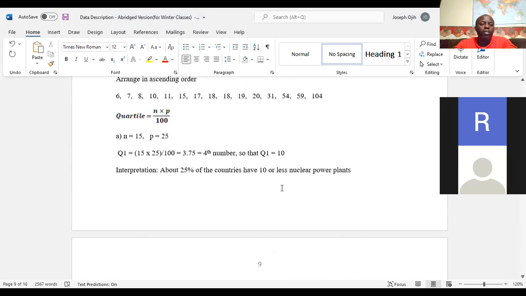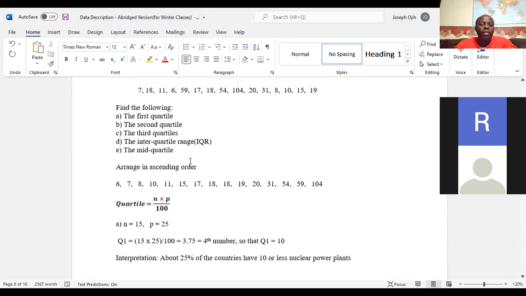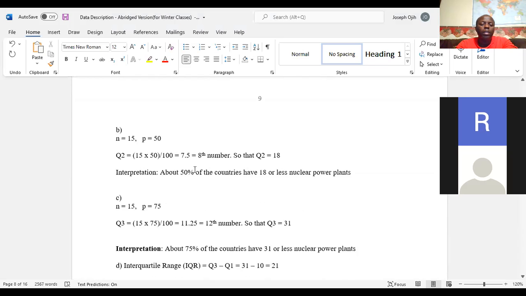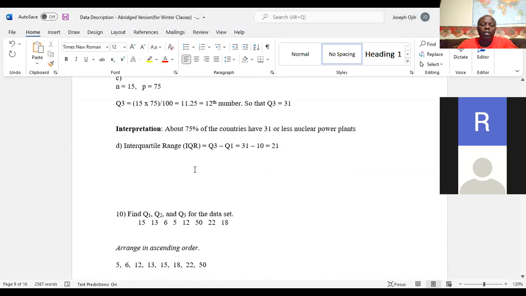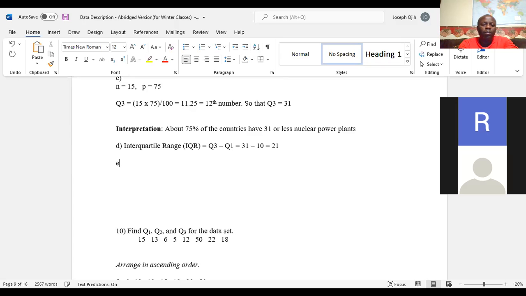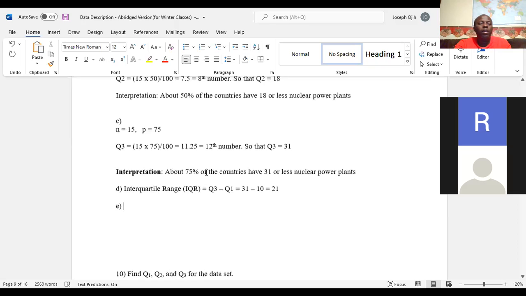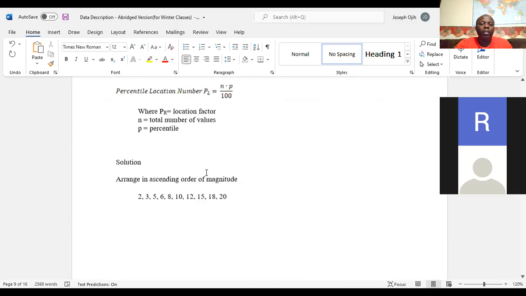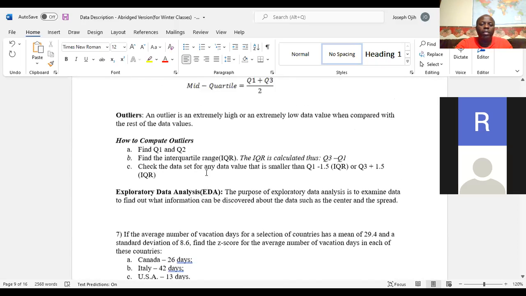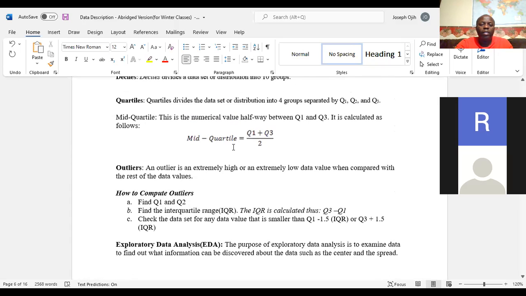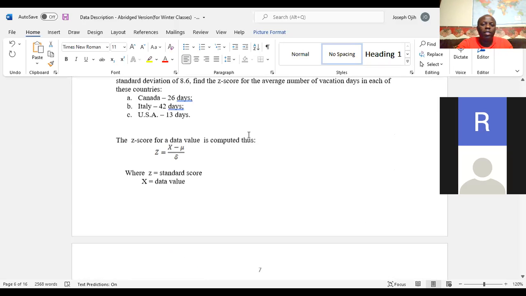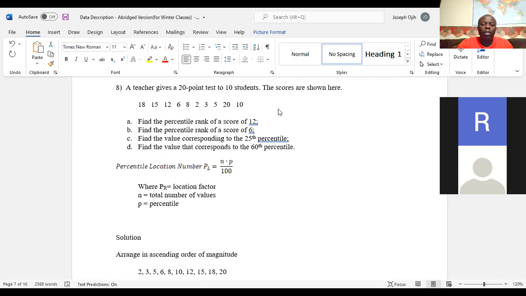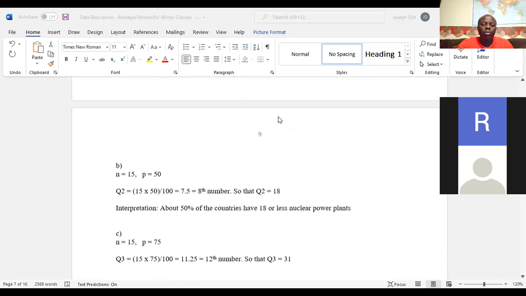Now part E says find the mid quartile. The mid quartile is just like a rough estimate of the second quartile. So this is the formula I have for it here. I can show you from here where I listed the formulas. The mid quartile is Q1 plus Q3 divided by 2. Okay, it's just a rough estimate of the second quartile. That's the best way to put it.